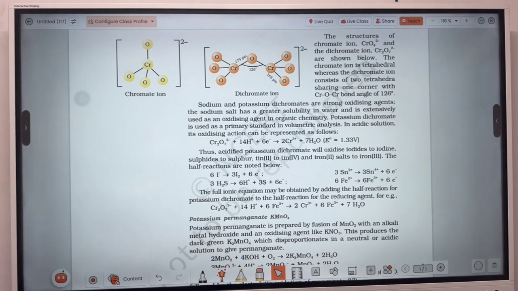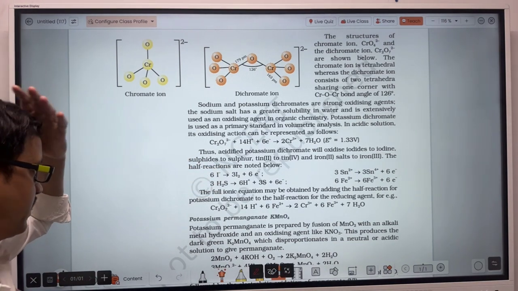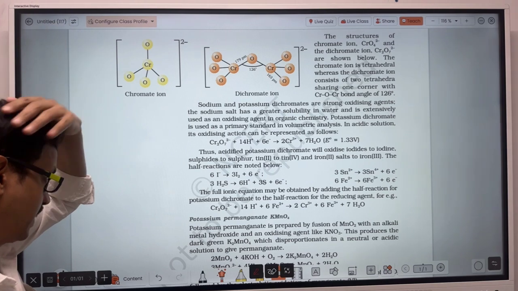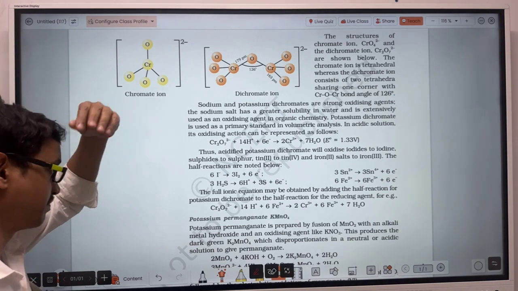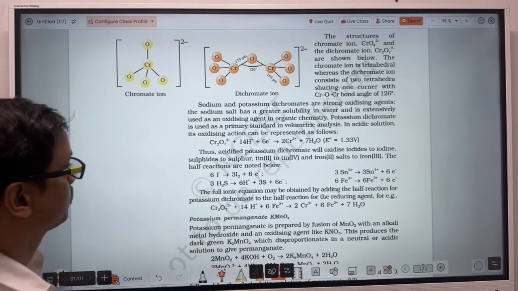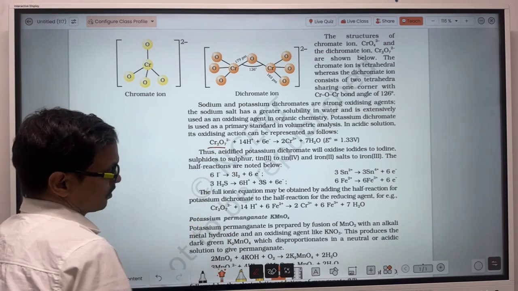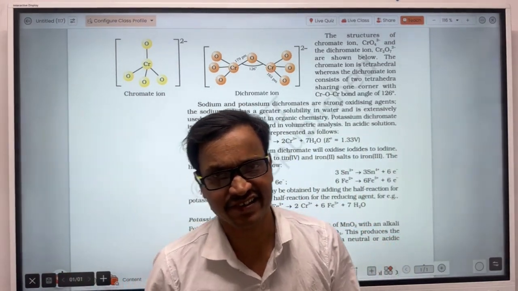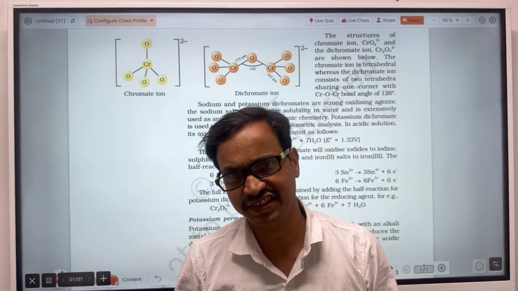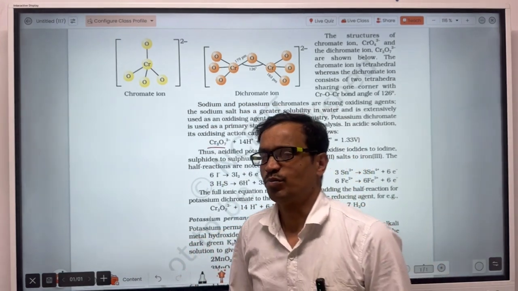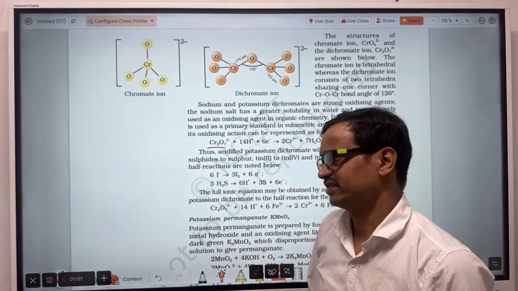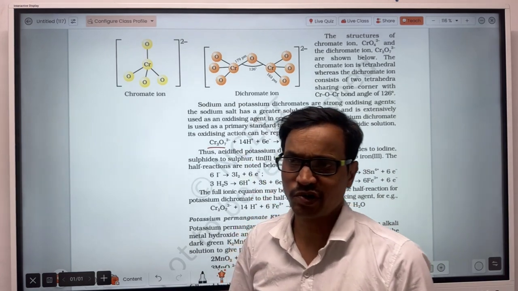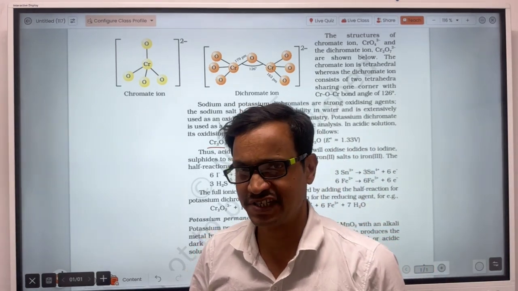Now, oxidation property, listen. When the dichromate ion is treated with acid, there will be formation of Cr3+. You already know the dichromate ion, or potassium dichromate, acts as a strong oxidizing agent. Potassium dichromate is an important oxidizing agent in organic chemistry.